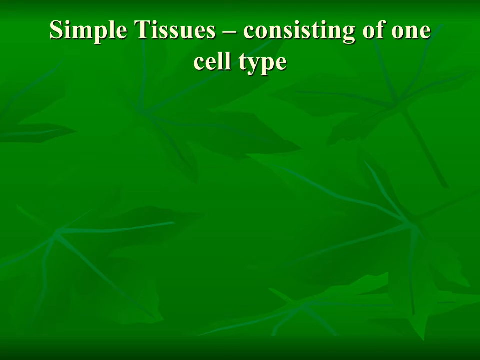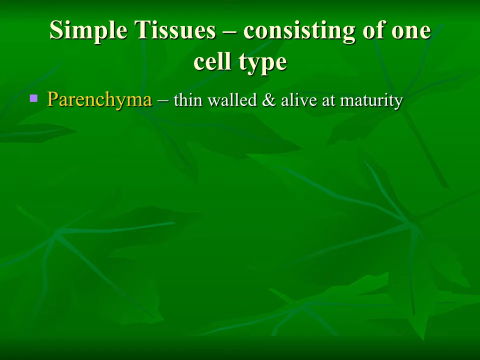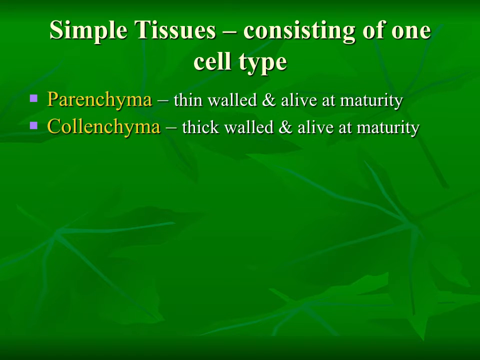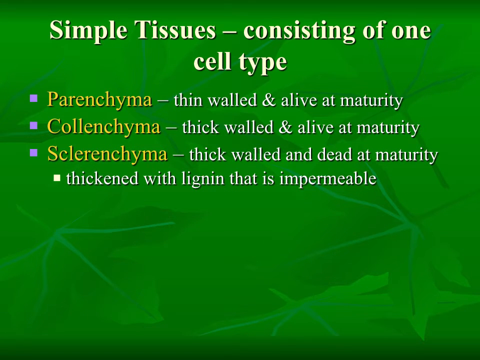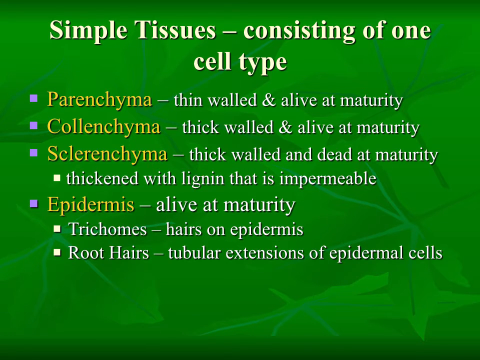So let's look at the simple tissues, which consist of one cell type. You've got parenchyma, and these are thin-walled and they're alive at maturity. Collenchyma are thick-walled, they're also alive at maturity. And then your sclerenchyma are thick-walled, but they're dead at maturity. They've been thickened with lignin that is impermeable. Your epidermis can be modified to form trichomes and root hairs, and your epidermis is also alive when it's mature.